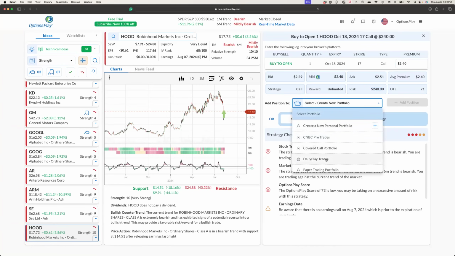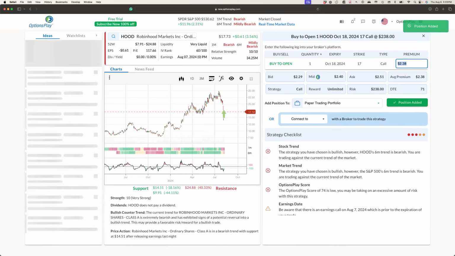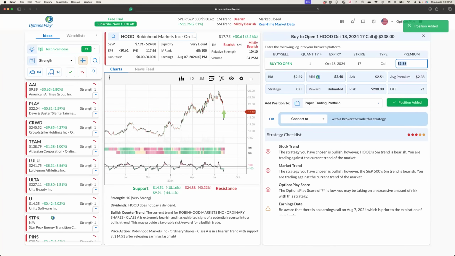This is so that when you enter a trade into your portfolio, you can enter it based on an actual trade, an actual price that you were executed at, right? So let's say you go into your platform right now, you go to execute this trade, and you get it filled at $2.38, you can enter that at $2.38, select your portfolio, enter it, and now it will be tracked in your portfolio based on your actual cost basis.